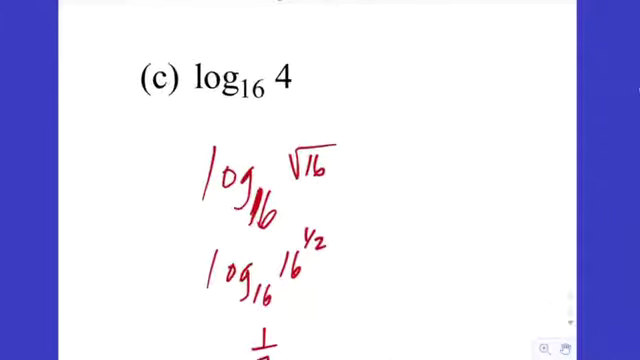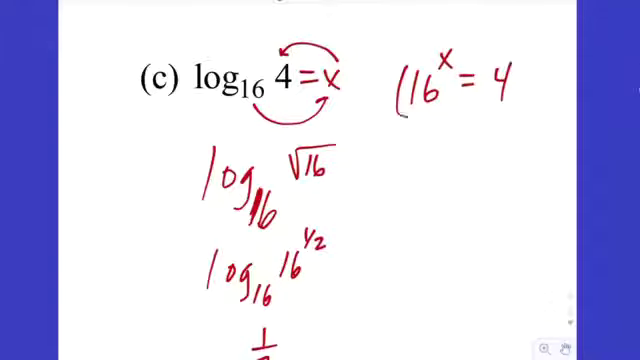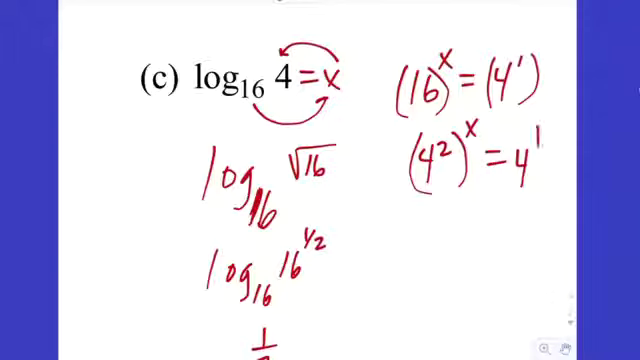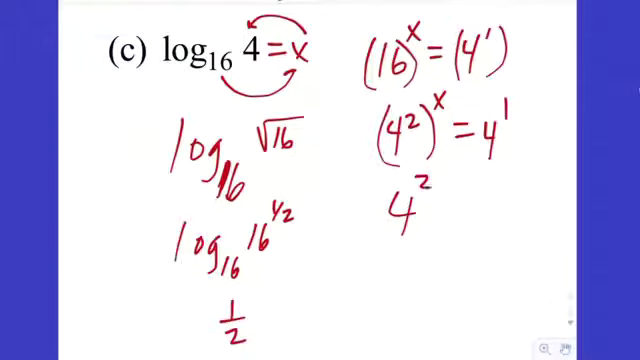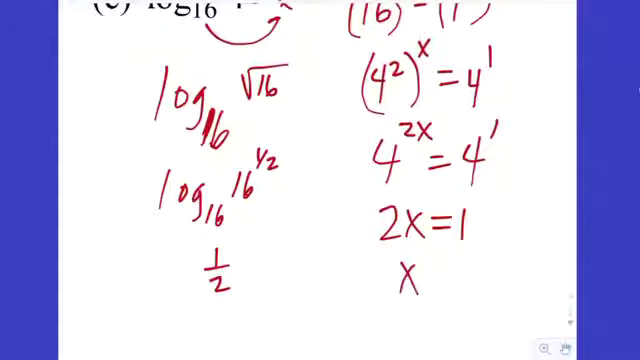But if you don't like doing that, again, you could set it equal to x and then go around the world like your algebra teacher taught you. 16 to the x power equals 4. And now you just try to write the base as a power of the same thing. This is 4 to the first. So you can write that as 4 squared to the x power equals 4 to the first. And that's 4 to the 2x equals 4 to the first. And now since they both have base 4, you could drop them and say that 2x equals 1 and x equals 1/2.